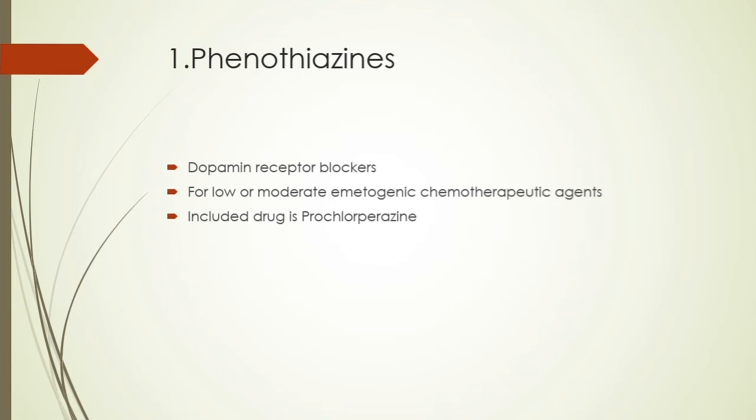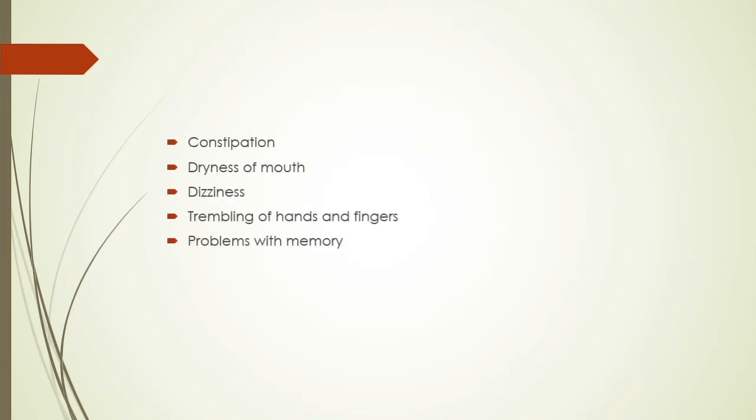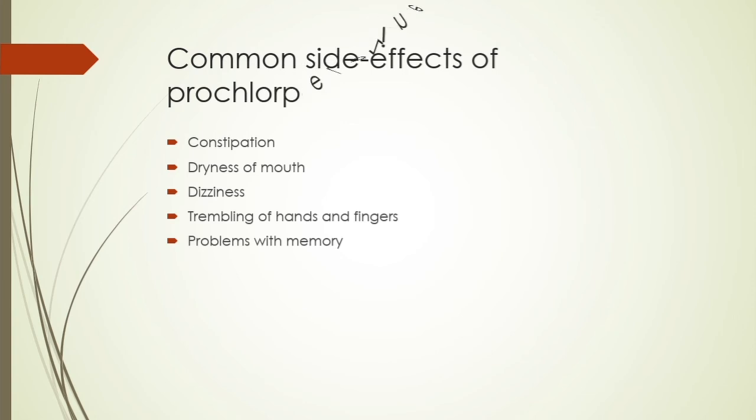The drug included in the phenothiazines is prochlorperazine. Now we'll study the very common side effects of phenothiazines or prochlorperazine, which include constipation, dryness of mouth, dizziness, trembling of hands and fingers, and problems with memory. Sometimes temporary memory loss will occur.